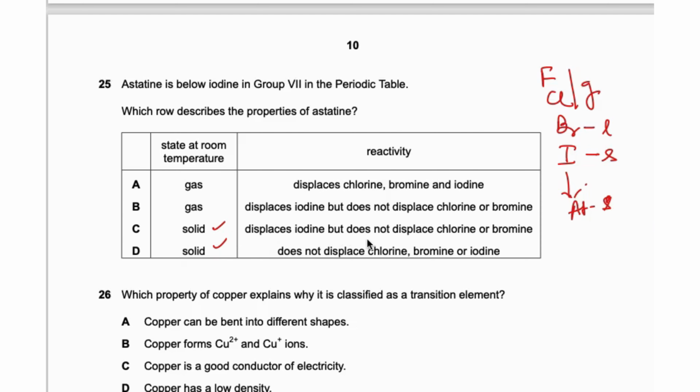Displaces iodine but does not displace chlorine. Can it displace iodine? It is less reactive. As you go down, the reactivity decreases. It cannot displace iodine. So this is wrong. Does not displace chlorine, bromine, iodine. It cannot displace because it is less reactive than chlorine, bromine, iodine. So this is right. Right answer is D.